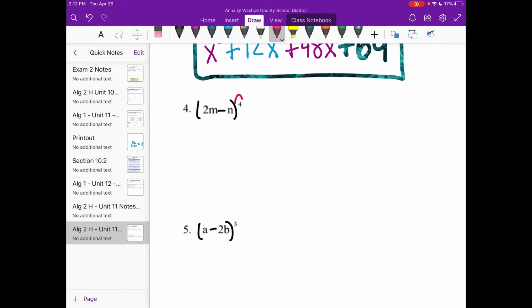Okay. Same thing on 4. So we are looking at the 4th row of Pascal's. So the 4th row, I'm just going to give it to you, is 1, 4, 6, 4, 1. All right, so those are going to be our coefficients. So if you want to go ahead and write them out, 1, 4, 6, 4, 1.